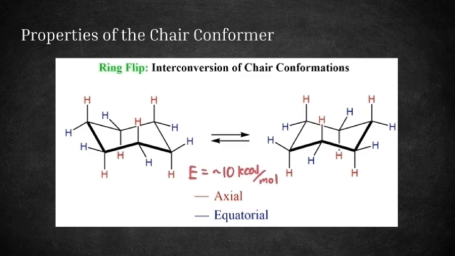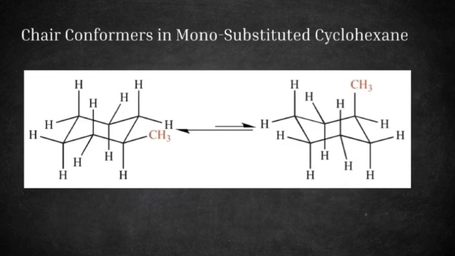This property has interesting consequences when it comes to mono, di, and multi-substituted cyclohexanes. Let's start off with a mono-substituted cyclohexane, methyl cyclohexane. Under standard conditions at equilibrium, methyl cyclohexane exists 95% of the time with the methyl group in the equatorial position and 5% of the time with the methyl group in the axial position. We just learned that cyclohexane can readily convert between the two chair conformations with relatively low energetic cost. So, what causes this extreme bias for the methyl group to be in the equatorial position?